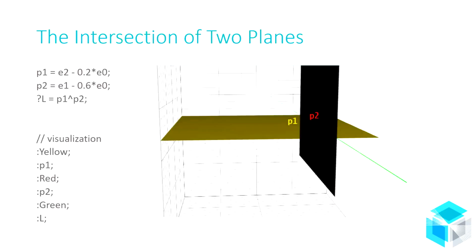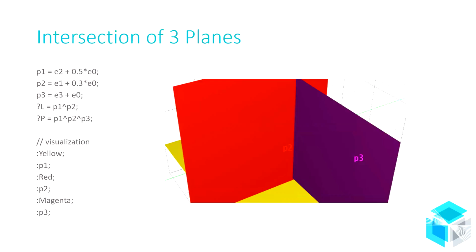Here you can see an example of the intersection of 2 planes. P1 and P2 are the planes, and here you define the colors, for instance, and you can also see the green intersecting line. And if you intersect 3 planes, defined as P1, P2, and P3, you can intersect them again simply by the outer product of P1, P2, and P3.